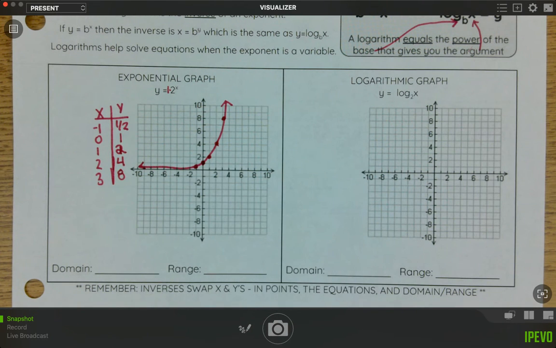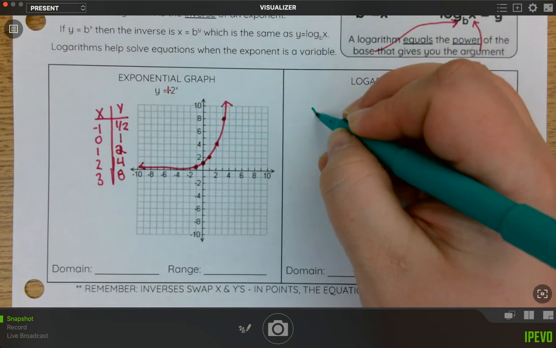All you have to do to get the inverse or the graph of the logarithm is switch the x and the y.